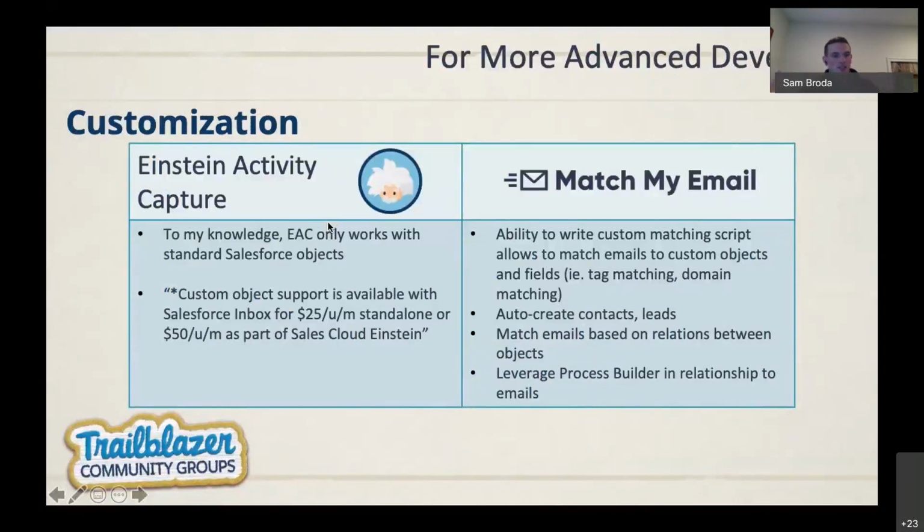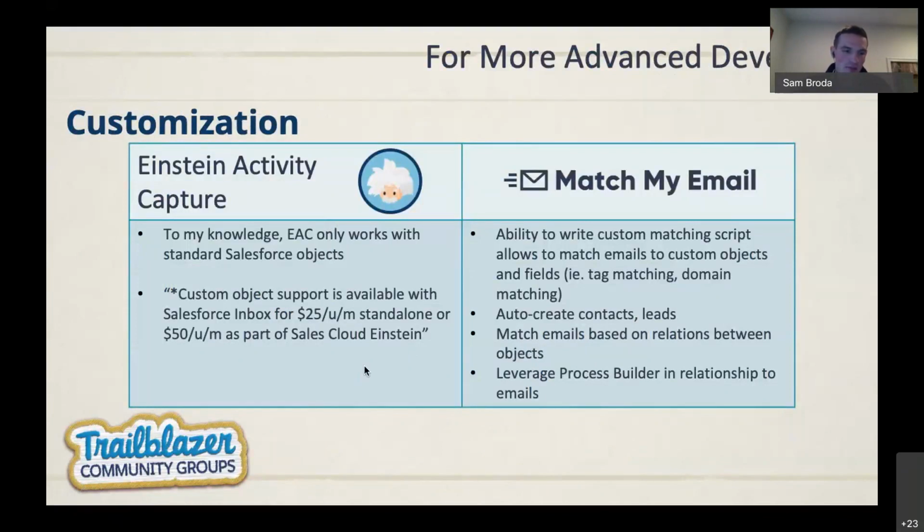Some customization goes along with this. I tried to dig in with EAC to see what's out there. What I found, something that slipped into a Salesforce presentation I attended, says custom object support is available with Salesforce Inbox, which we also consider the EAC licensed version, for $25 a month per user, or $50 per month per user as part of Sales Cloud Einstein.